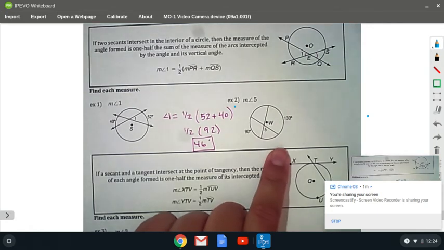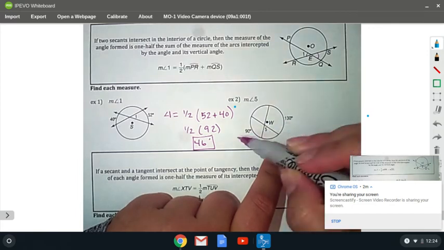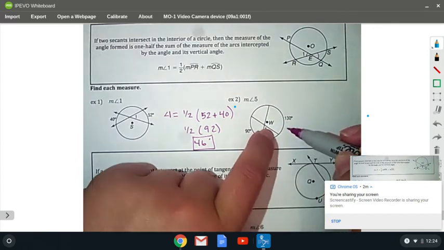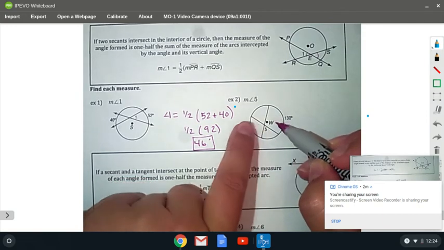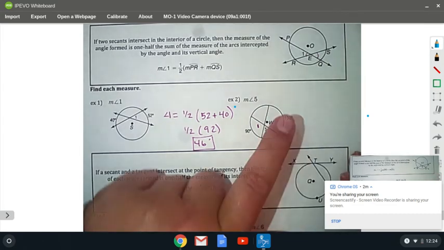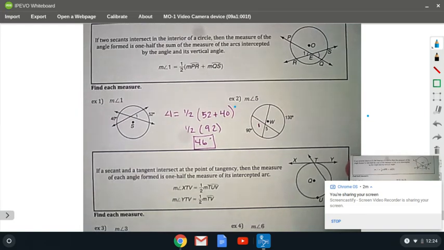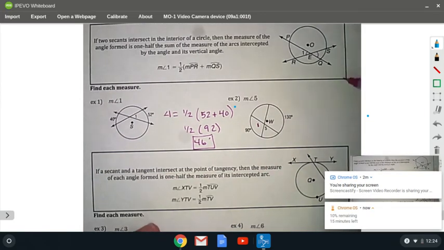This one's a little trickier. Okay, they're giving me both of these angles, but they want me to find this one. Now, these are the intercepted arcs of, if I call this angle 1, those two arcs would work for angle 1. So why don't I try to find angle 1 first, and then maybe it will help me find angle 5, okay? So if I was trying to find angle 1, I would do 1/2 of 130 plus 90. That's 220. And 1/2 of 220 is 110.